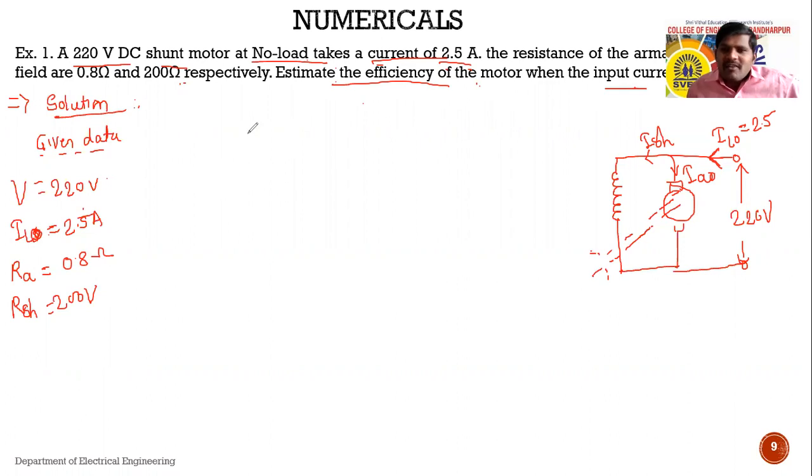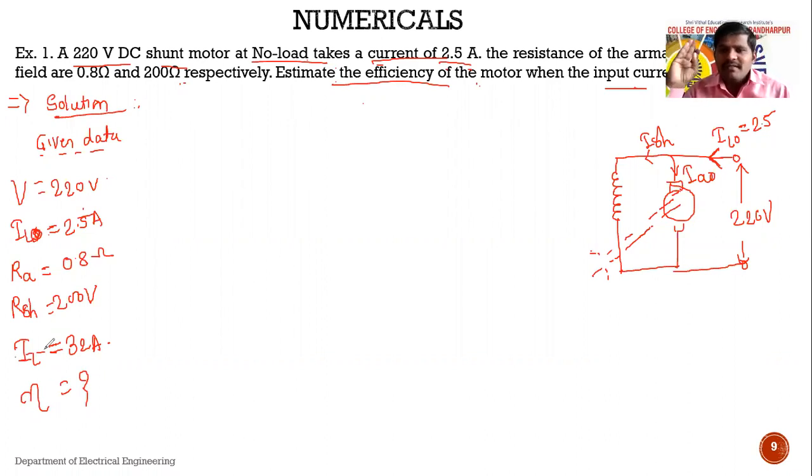We have to calculate the efficiency. When the motor takes a supply current, that means IL, at some load condition, or we are putting some load, assuming that much load. At that situation the motor takes near about 32 ampere current, and we want to calculate the efficiency at this 32 ampere, right? All of you understood the given data?